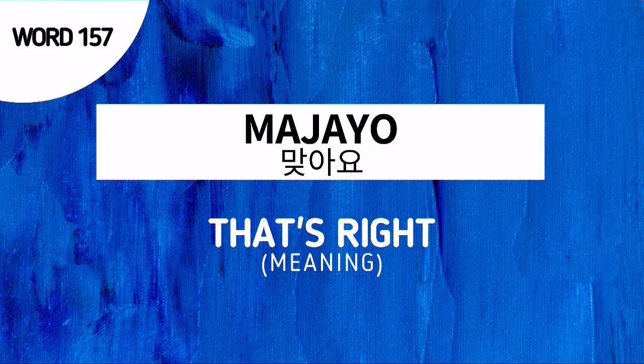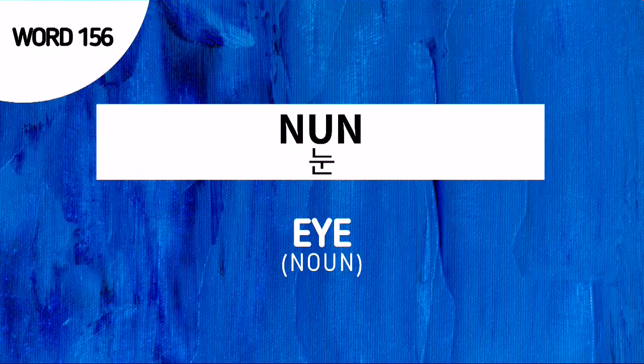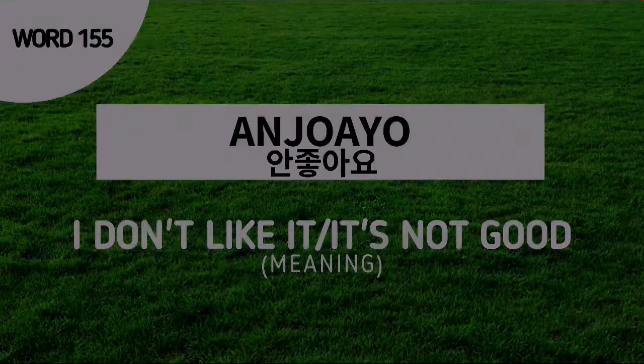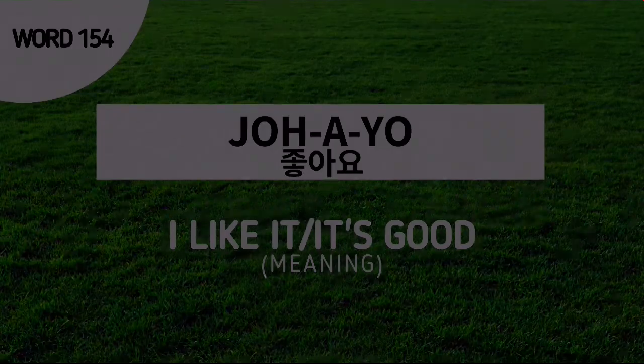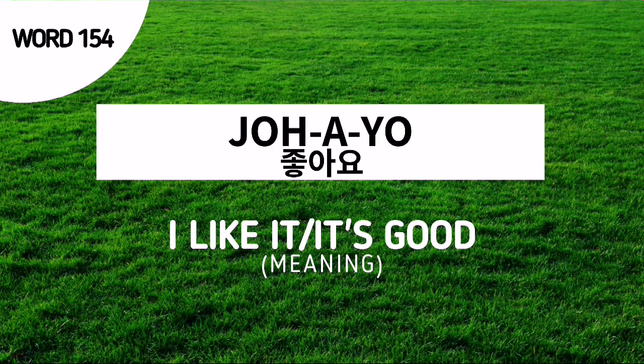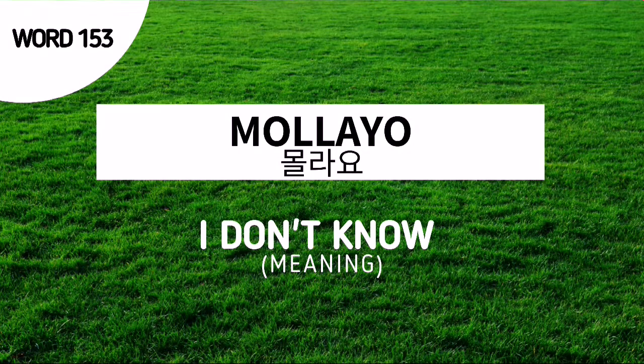Word number 157 is majayo, and this is used to say that's right. Word number 156 is nun, and this is the Korean noun for ice. Word number 155 is 안 좋아요, and this is used to say I don't like it or it's not good. Word number 154 is 좋아요, which means I like it or it's good. Word number 153 is 몰라요, and this is used to say I don't know.